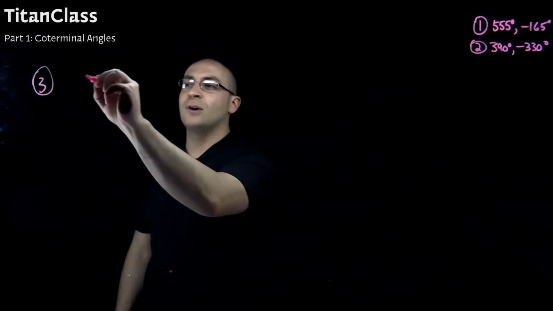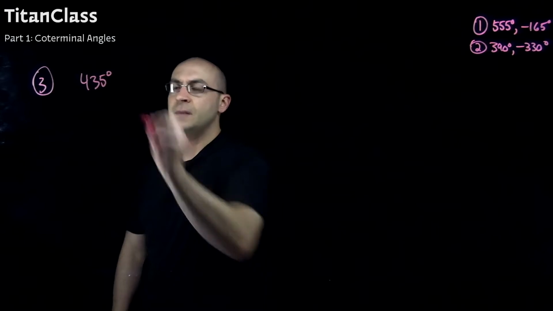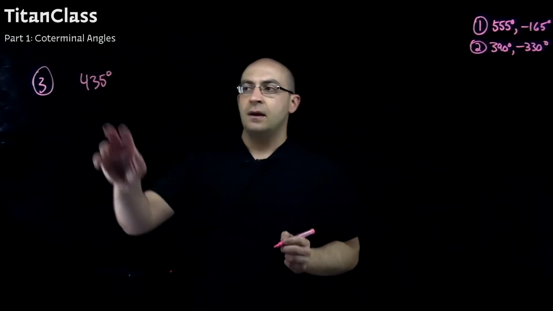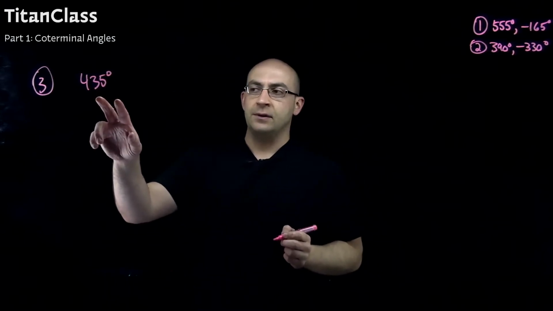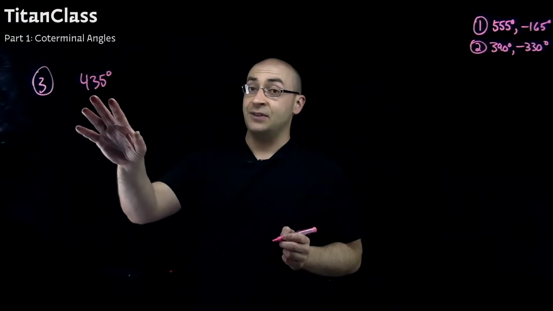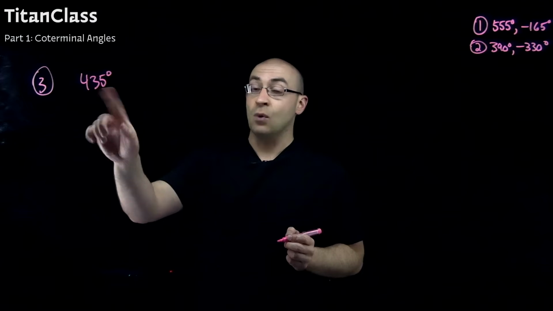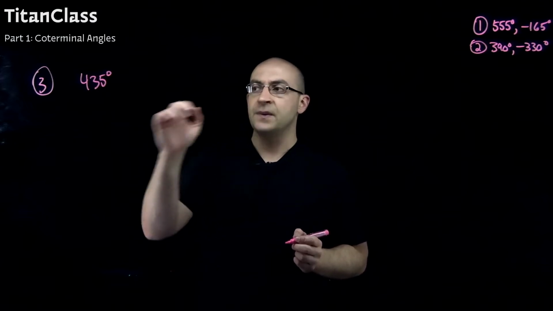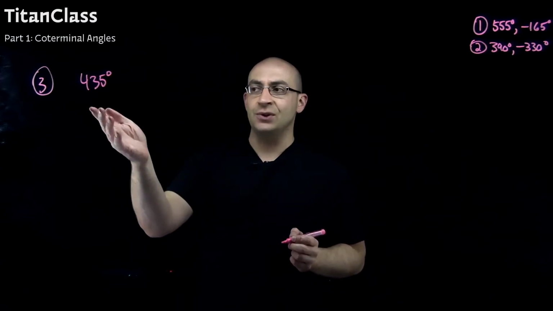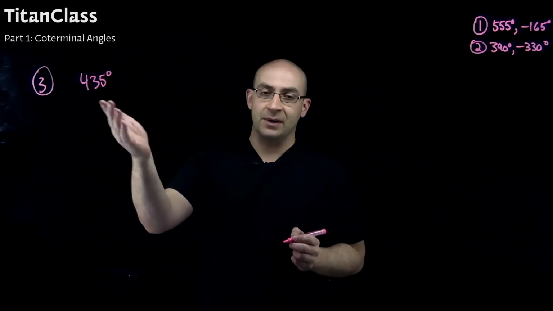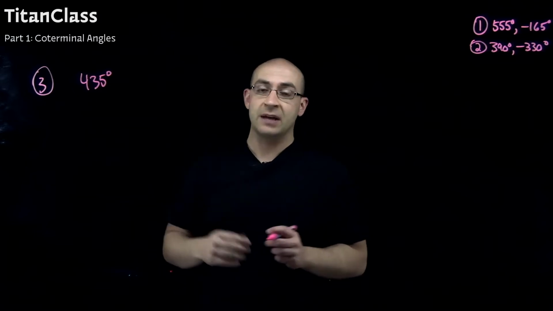Number 3, 435 degrees. This one's going to be a little bit tricky. If I want a positive coterminal angle, I can certainly add 360 to this. But take a look at this angle in general. This is already more than one full revolution around that circle. What that is going to do is if I just add 360 to it, it's going to make a bigger number, which is an answer. There's no doubt about that.